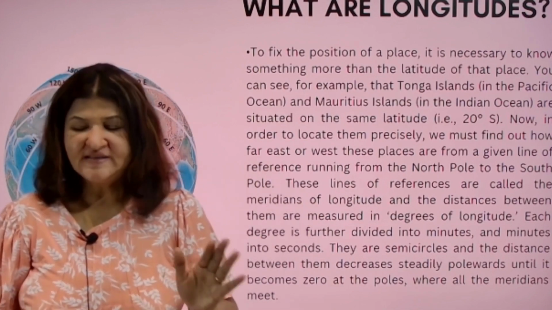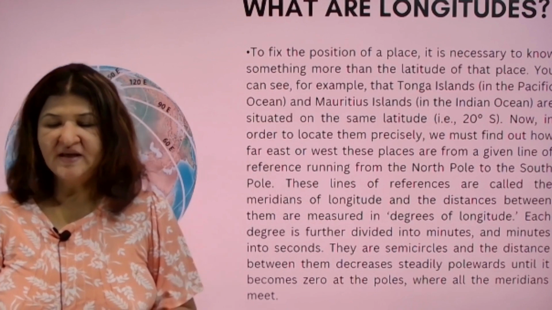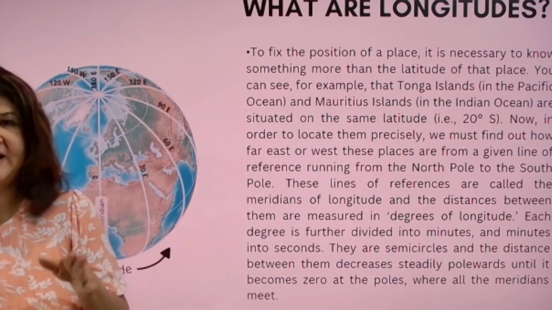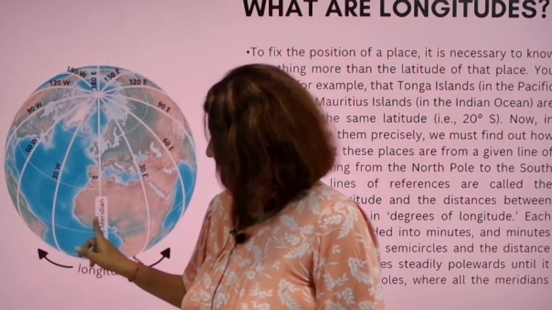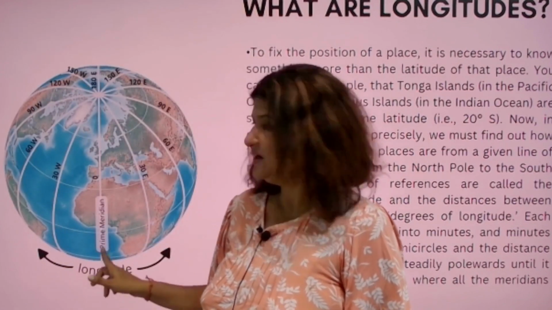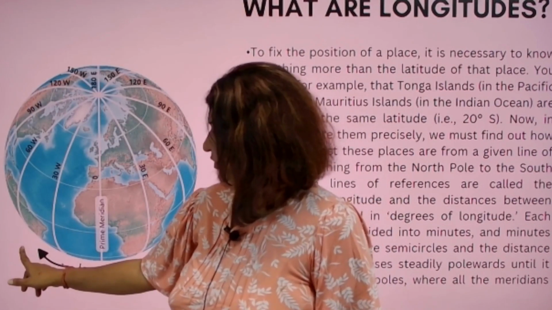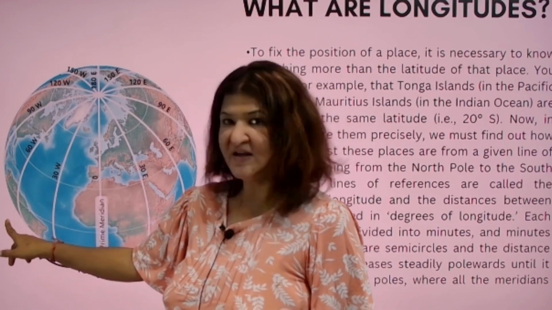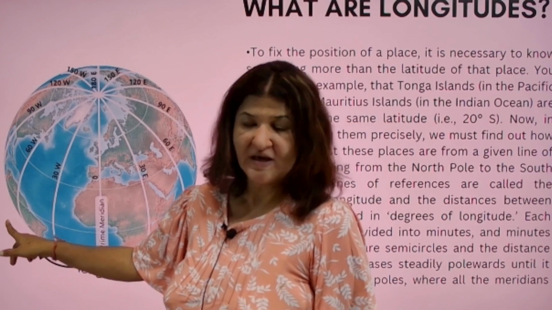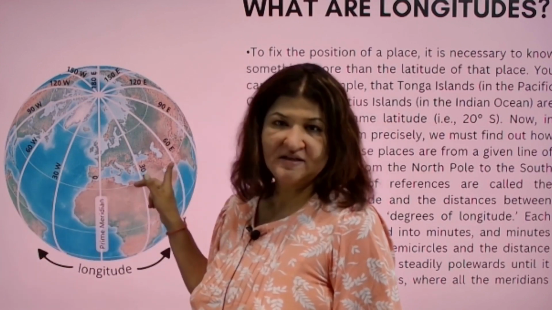Now, let's quickly understand once again, because it is too much to understand at one go. Let us look again at this diagram, and we can see that this is 0 degree prime meridian. Here this arrow is showing you direction, and this direction is the western direction, or you can say western hemisphere, and this is the eastern hemisphere.